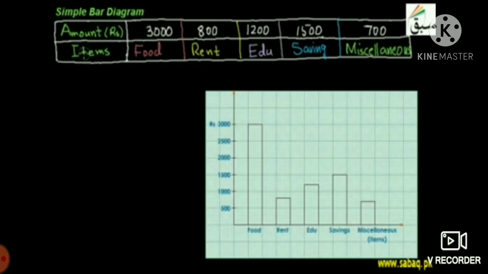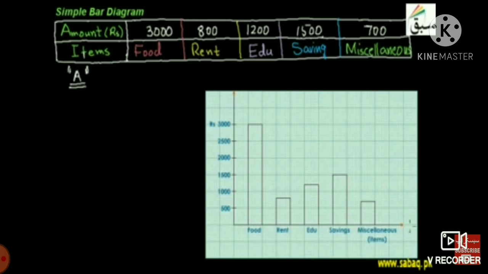See here the amount and items. On the x-axis they have taken the items and on the y-axis they have taken the amount. What should be equal here? I told you the unit of the distance. Here, 0 to 500 is a 500 difference, 500 to 1000 is a 500 difference, 1000 to 1500 is between that a 500 difference, and that is what we call the unit of the distance.